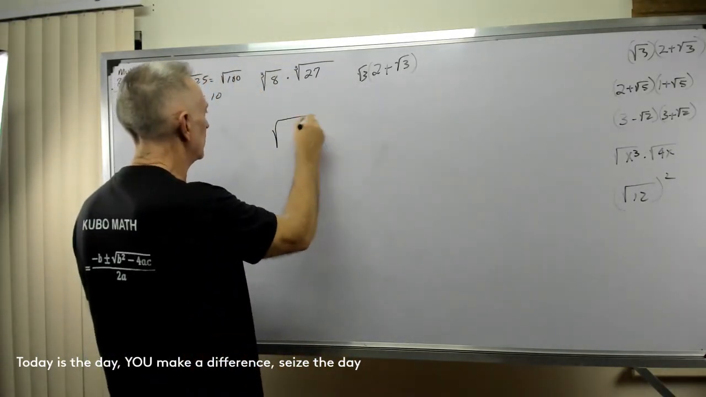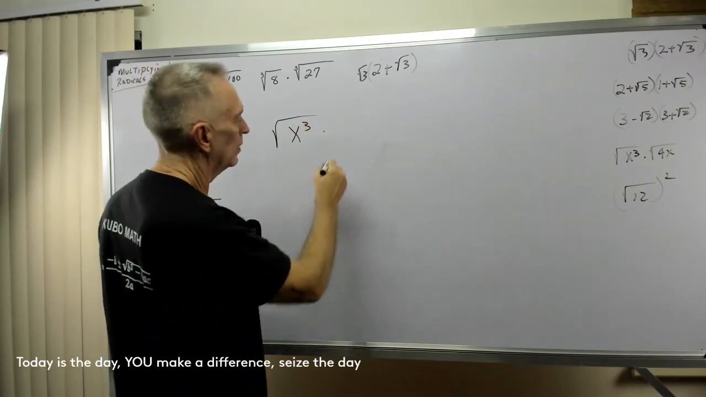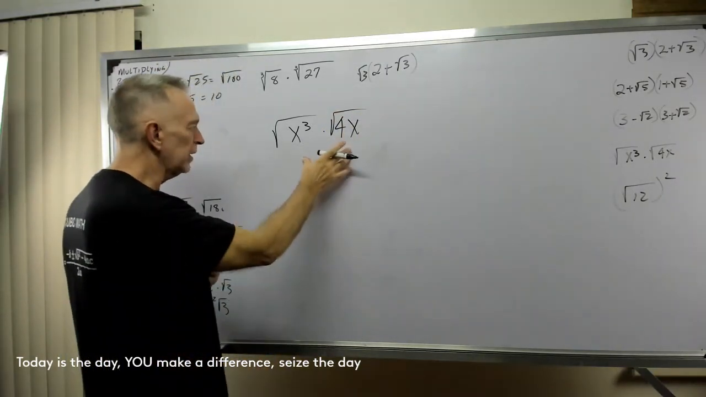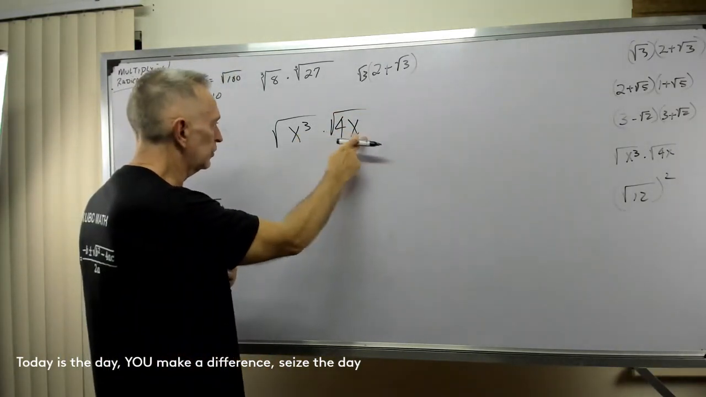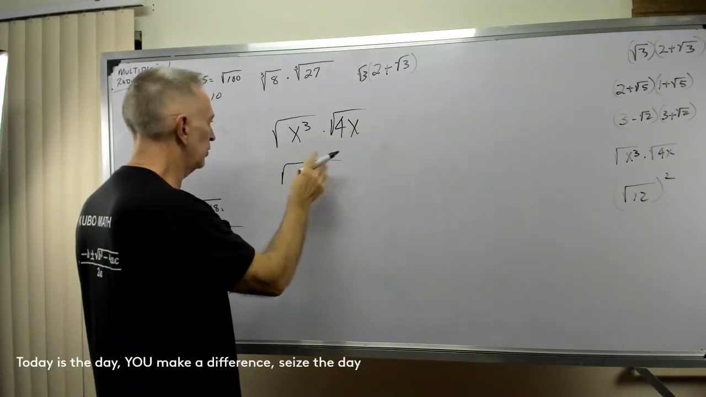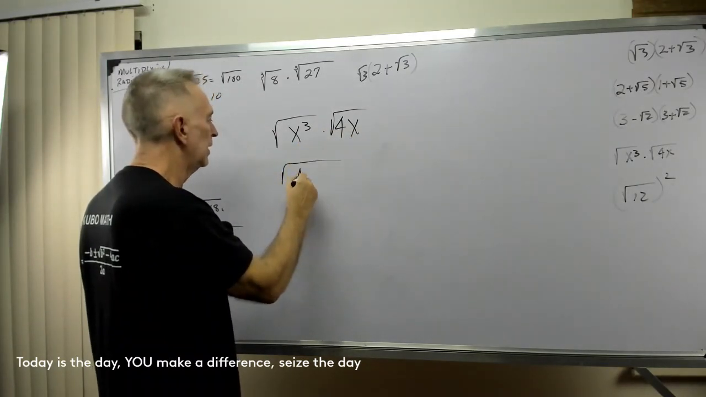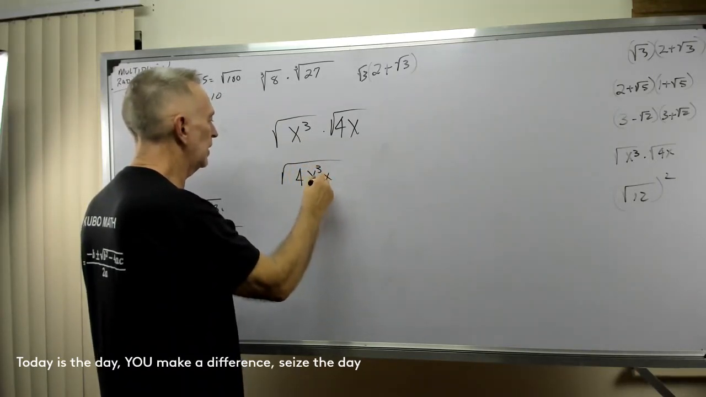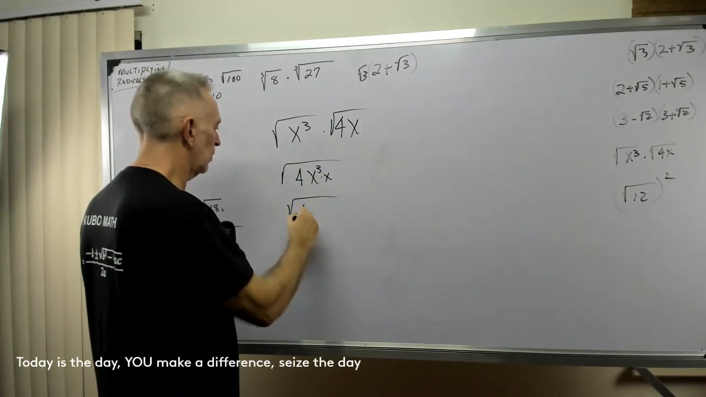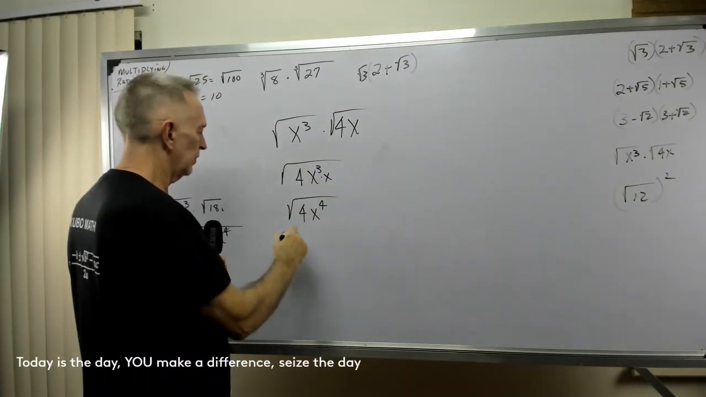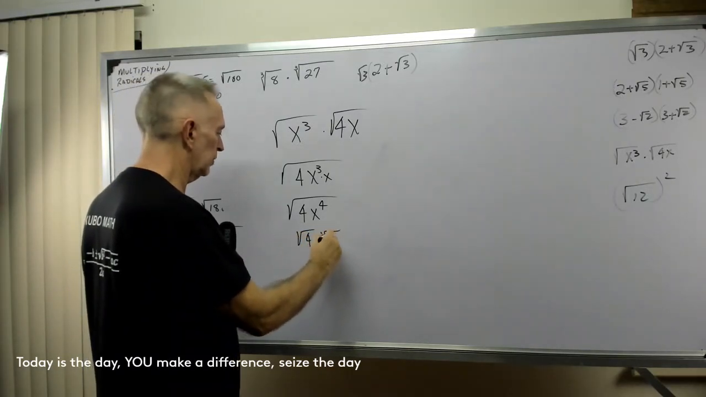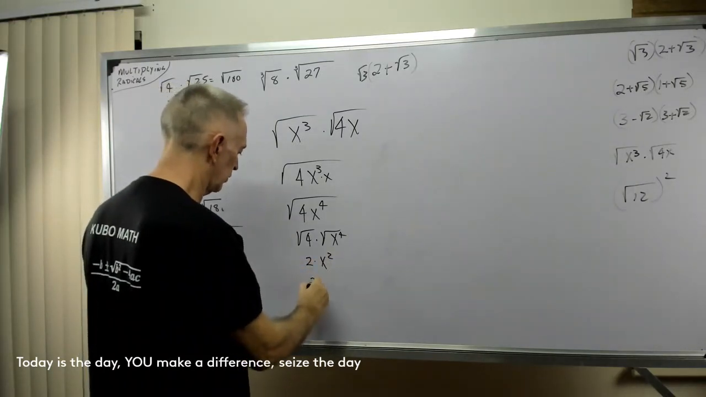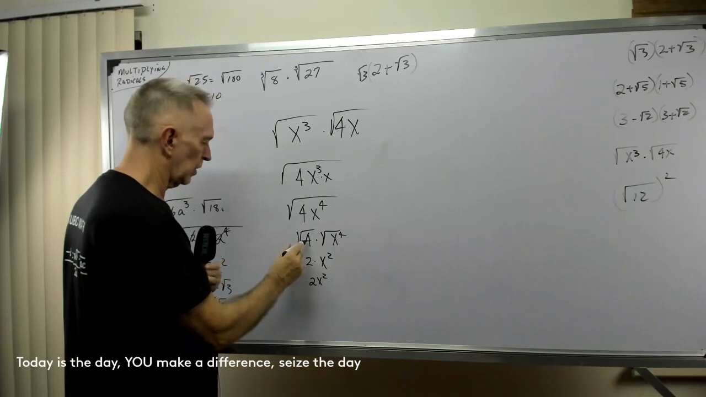For example, this one, x cubed times the square root of 4x. We can combine these and end up with a perfect square on the x term. So if we put them all under the same radical sign, that's 4 times x cubed times x, which is 4x to the 4th. So that's the square root of 4 times the square root of x to the 4th. So that's 2 times x squared. So 2x squared. So the square root of 4 is 2.